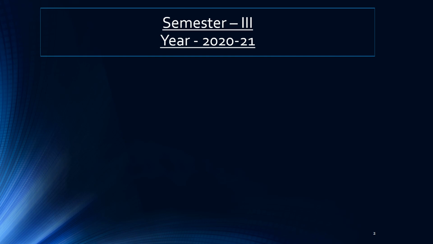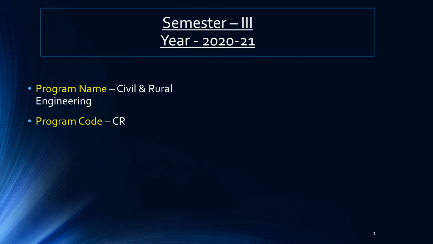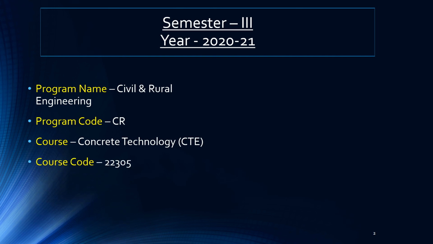Before moving towards the topic, we should know about the teaching and examination scheme of this subject. The semester is third and the academic year is 2020-21. The program name is Civil and Rural Engineering. Program code CR. Course Concrete Technology and its abbreviation is CTE. And the course code is 22305.